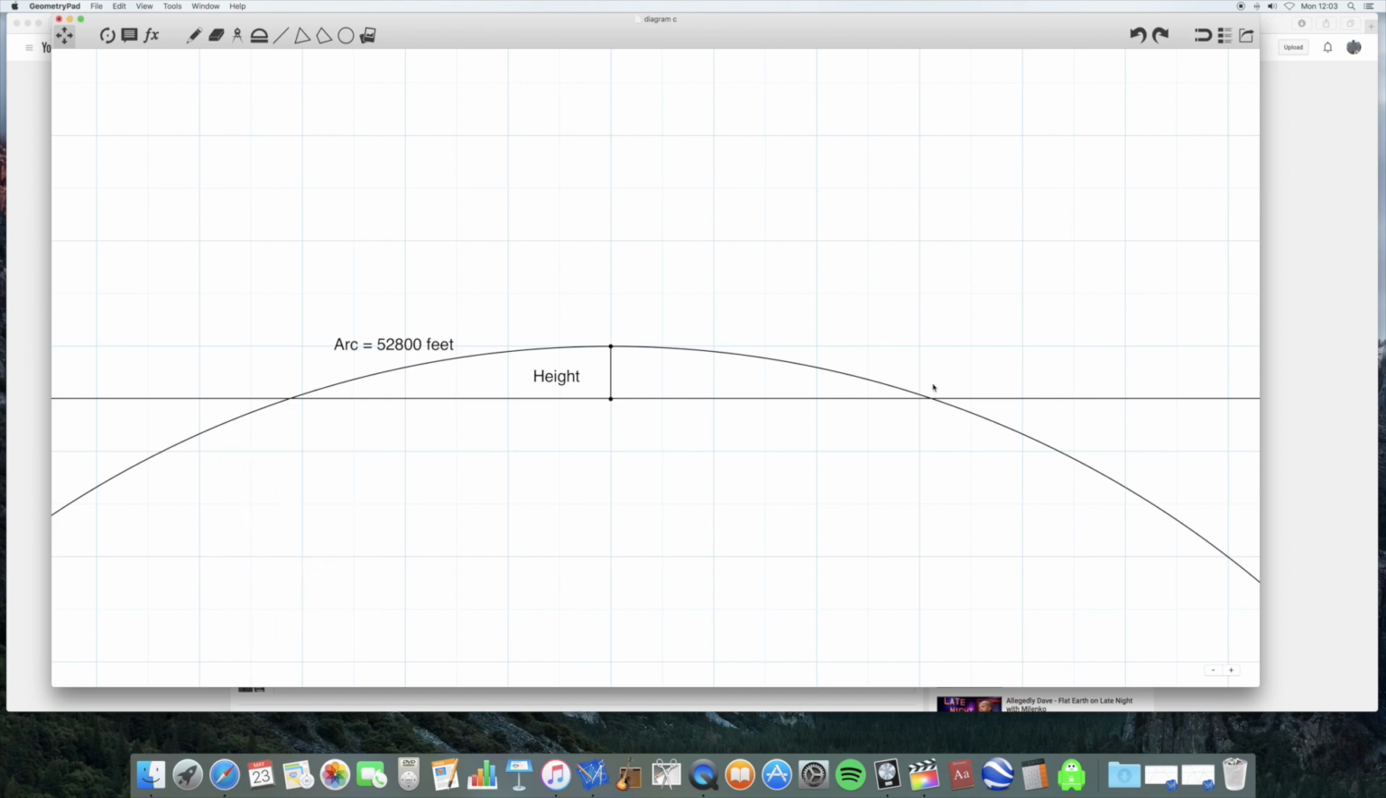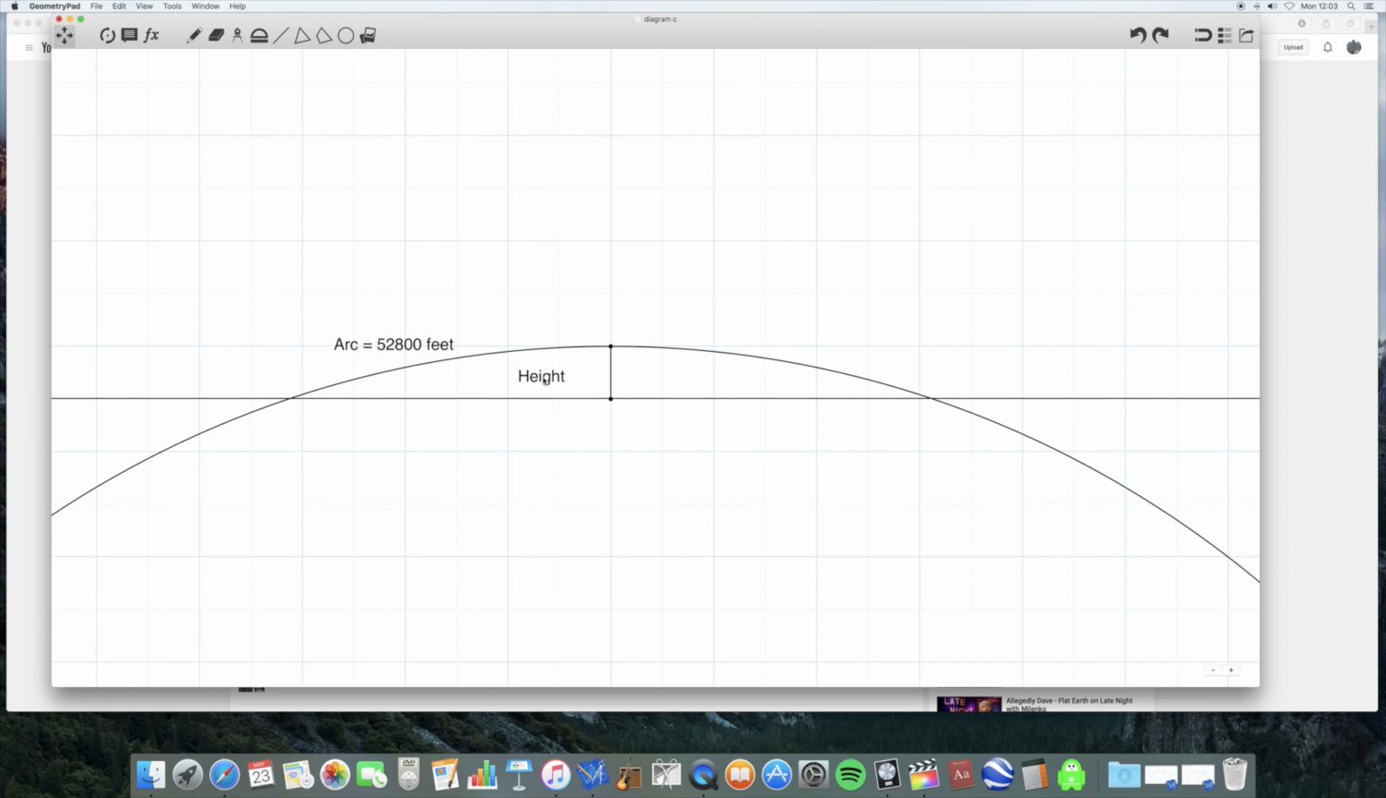So from here to here, that's 52,800 feet. Now this arc will curve very, very slightly away from a straight line going straight through the middle of the circle. Okay? And we'll call it height, for want of a better word, the amount that the arc deviates from this line here, which is what we call a chord. A chord is a straight line that joins one part of the circle to the other. The arc is the curved part of the circle.